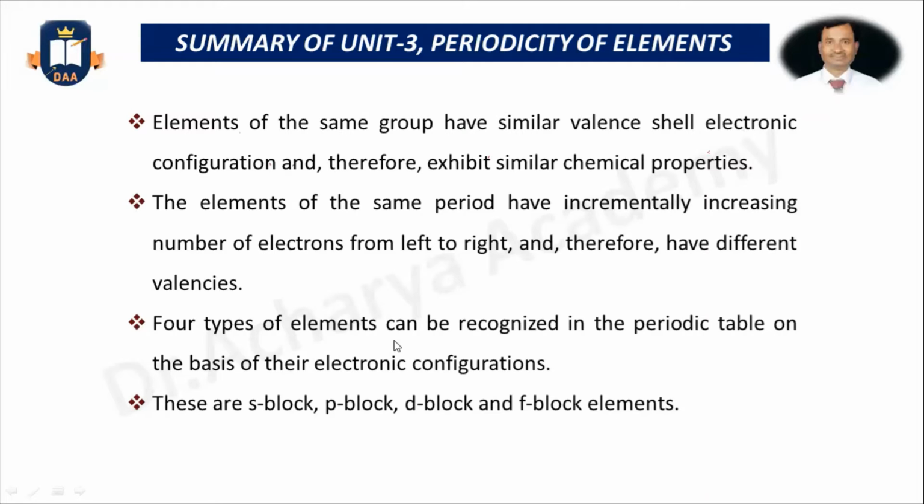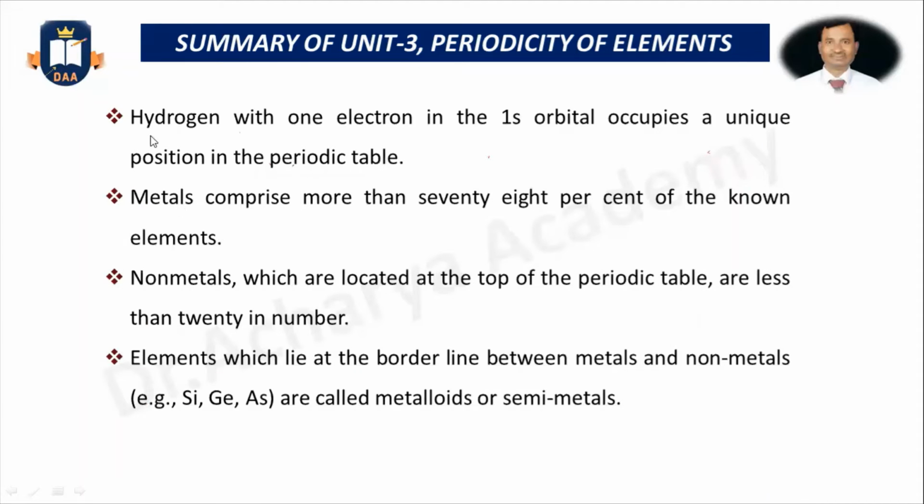4 types of elements can be recognized in the periodic table on the basis of their electronic configuration. What are these 4 types of elements? S block elements, P block elements, D block elements, and F block elements. S block and P block elements, we usually call representative elements. Hydrogen, with 1 electron in the 1s orbital, occupies a unique position in the periodic table.